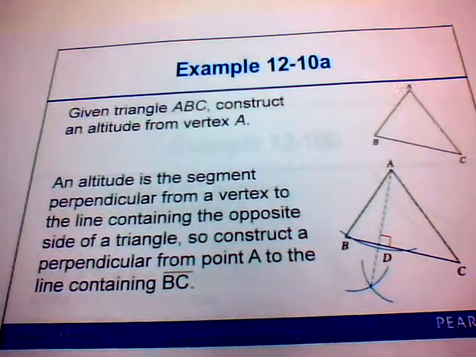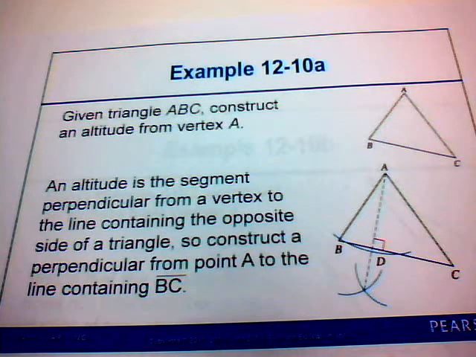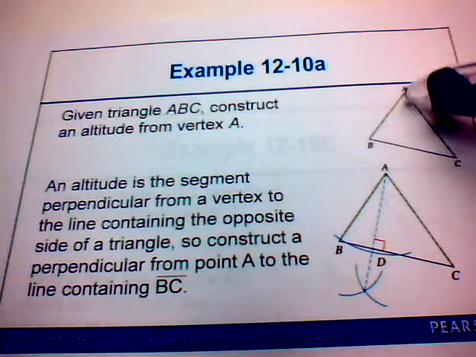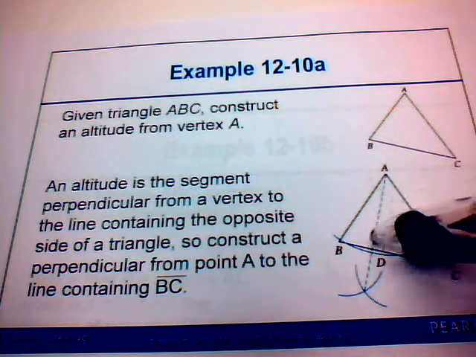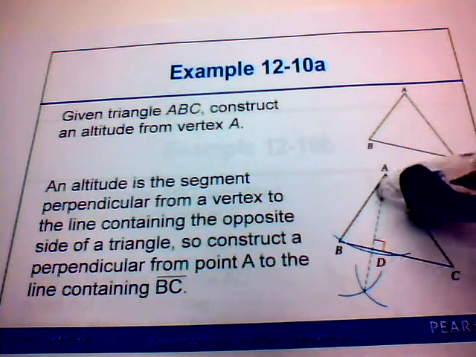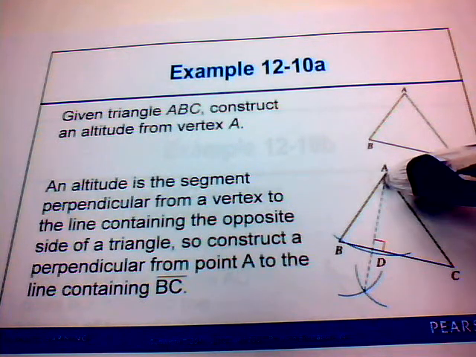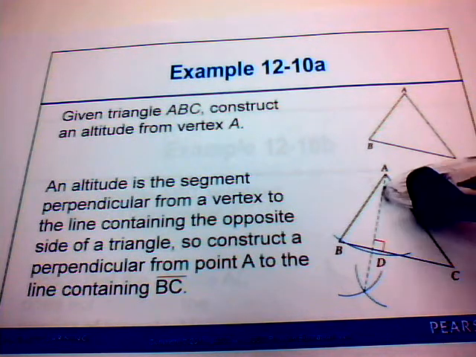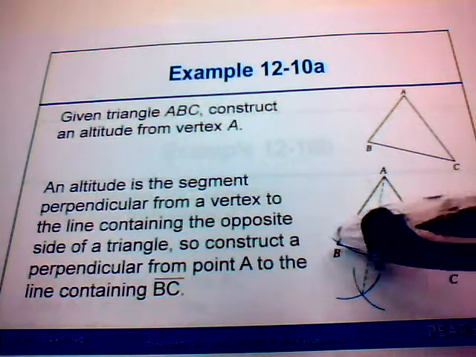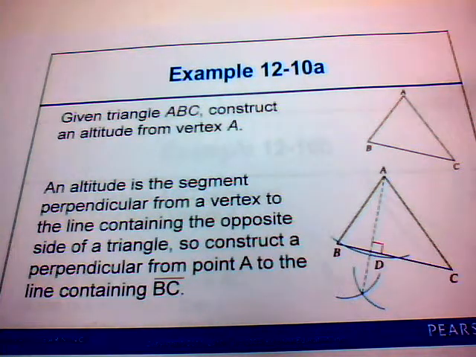Okay, so let's say you were asked to construct an altitude from vertex A and you were given triangle ABC. In the last video we talked about what an altitude is. It is the segment that is perpendicular from a vertex to the line containing the opposite side of the triangle. So in this case, line segment AD would be the altitude of this triangle, because it starts from the vertex and is perpendicular to the opposite side.